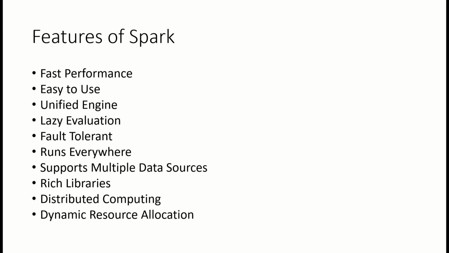And the last one is dynamic resource allocation. It means based on the user code, Spark automatically goes through the code and decides what amount of resources it requires. Based on that decision, it dynamically allocates resources to the job. Let's go to the next slide.